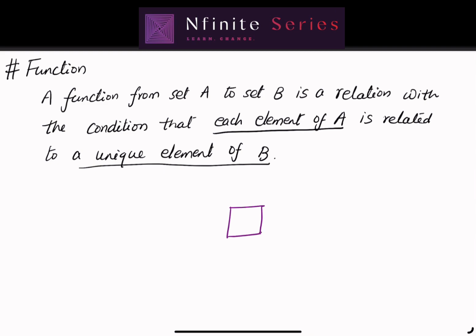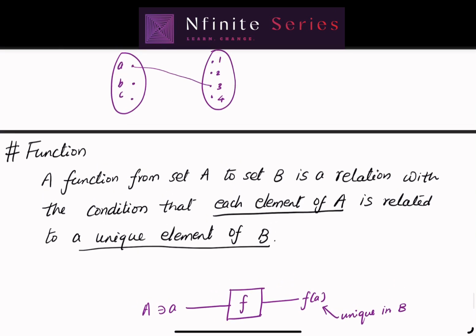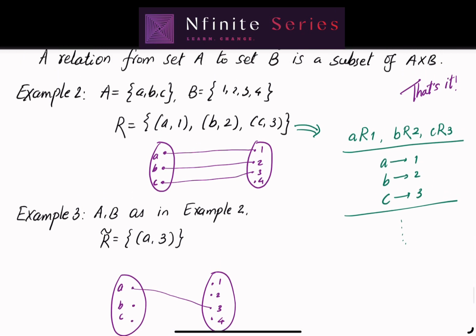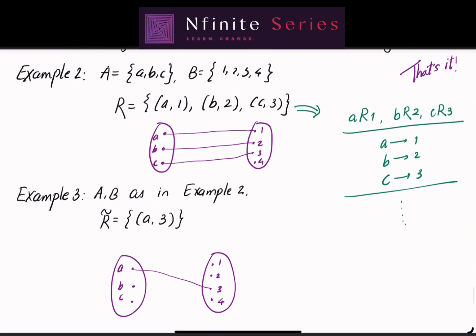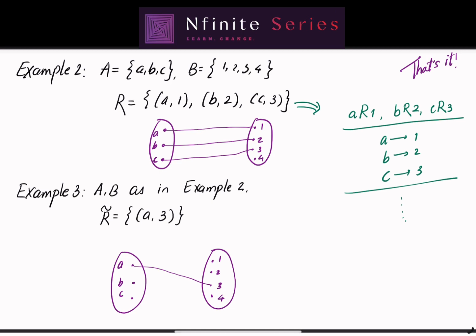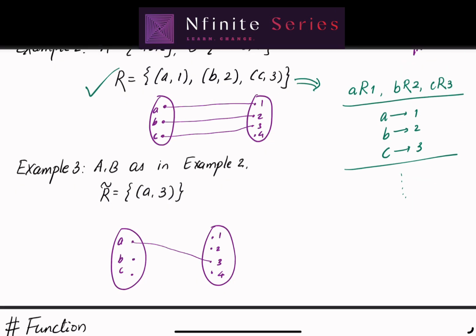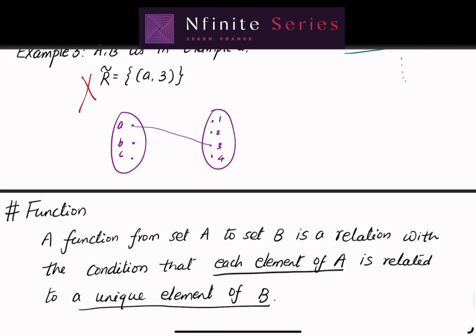It can be thought of as a black box. Say I denote this box by f. It's like a machine that takes input a and gives you output f(a). Now the input should be any element of A and the output should be a unique element of B. Now let us consider these previous examples. In example 2, we know that from every element of A there is a unique arrow going into the set B. That is why this example is a function. But example 3 is not a function because there is no arrow going from either b or c.